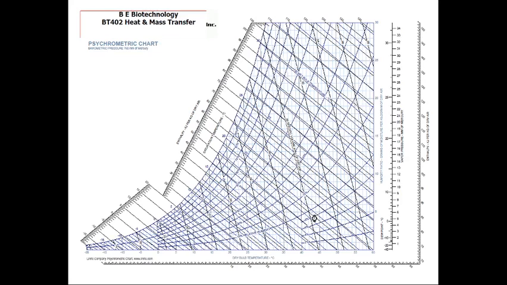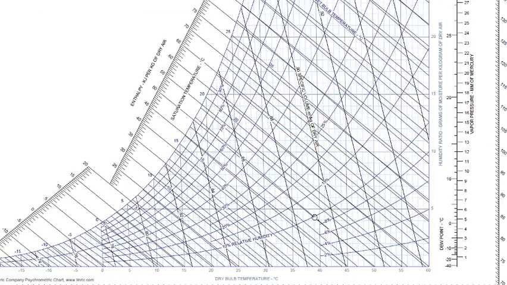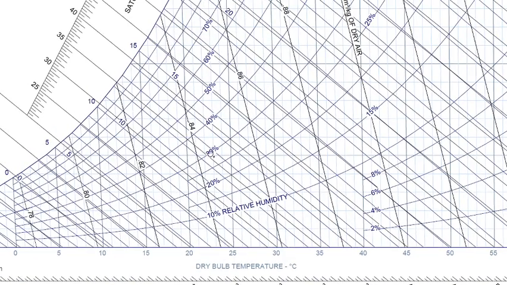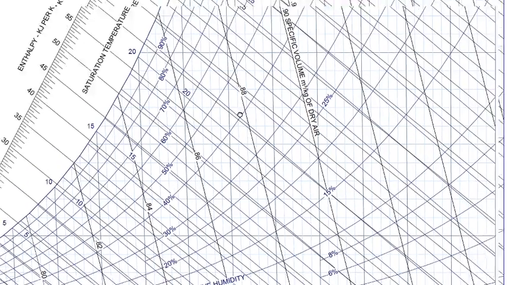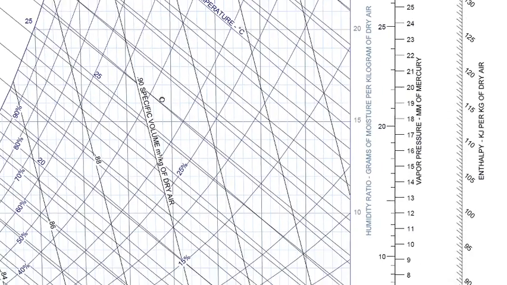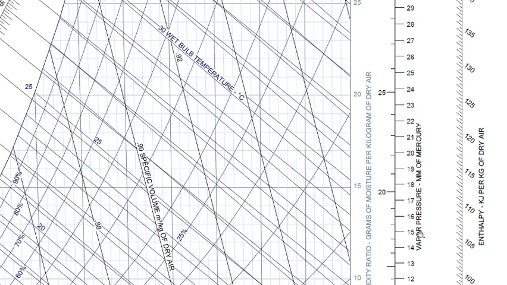Just to zoom in, this is how it looks. You have the dry bulb temperature over here, and the percent relative humidity, these lines, and the specific volume over this line. These are dBT values 15, 20, 25. You have the enthalpy values over here, and the humidity ratio values 10, 20, 25, and on the right side of it you have the vapor pressure data.